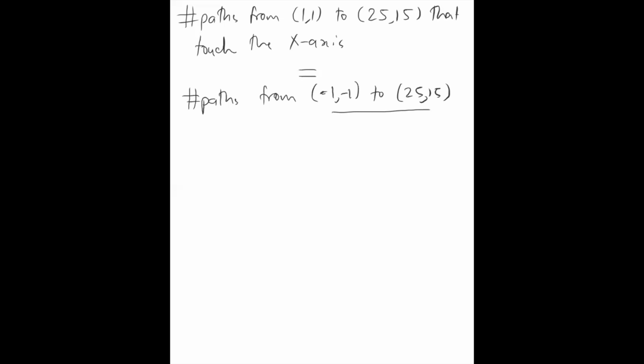So here we have to move 24 steps in all. So x plus y will be 24 and x minus y is going to be 16, because we have to move from minus 1 to 15, which is 16 steps upwards. So that is 16, and that gives us x is equal to 20 and y is equal to 4.